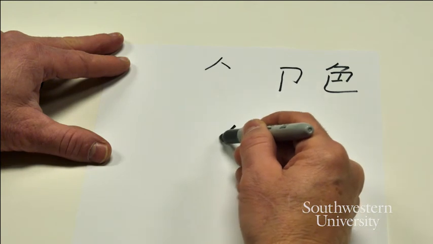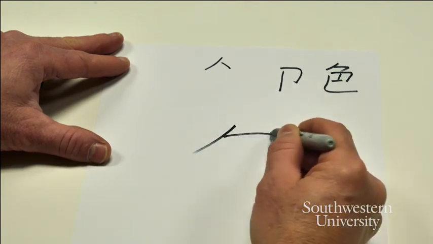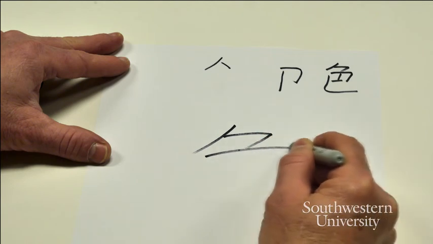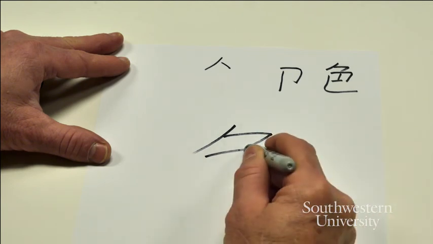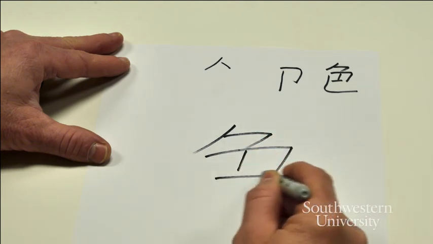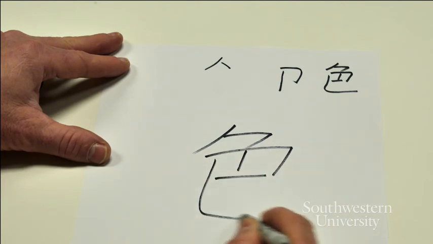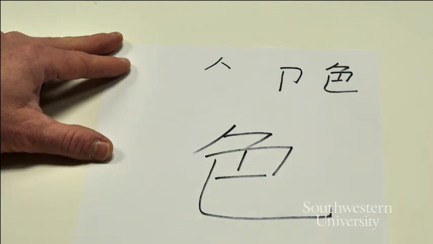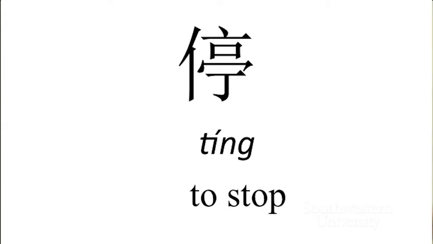You start with the pie, hung, pie, hung, ja, shu, hung, shu, one, go, sa, color.